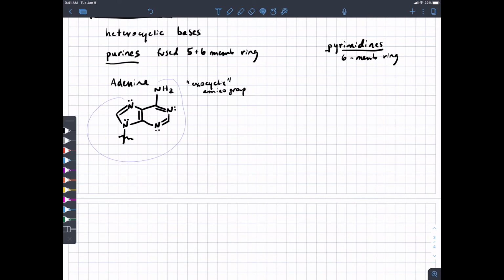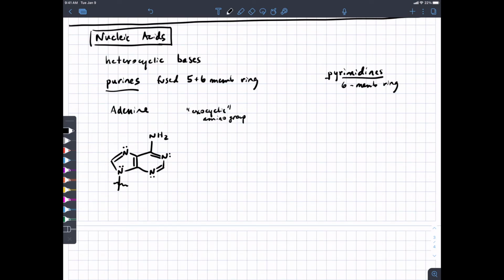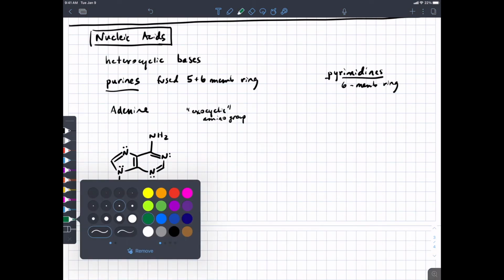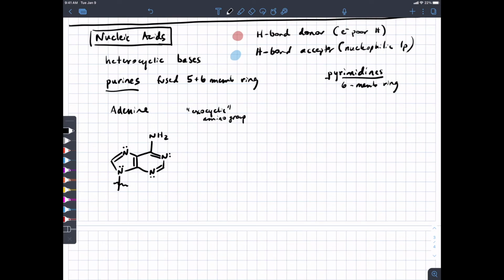Now, a couple other interesting things that we're going to keep track of here. As we talk about these bases, let's use red for something that is a hydrogen bond donor. By this we mean an electron-poor hydrogen. And then we'll use blue for a hydrogen bond acceptor, which is going to be a nucleophilic lone pair, basically.